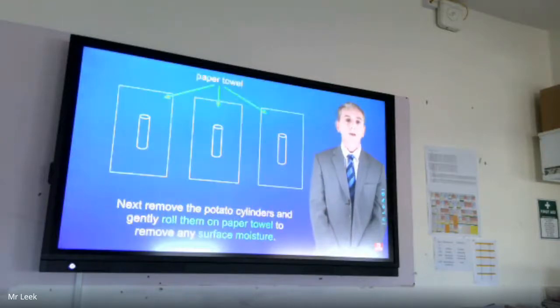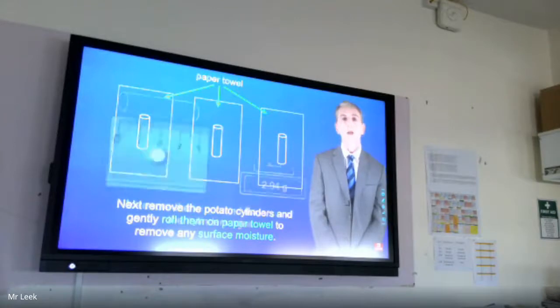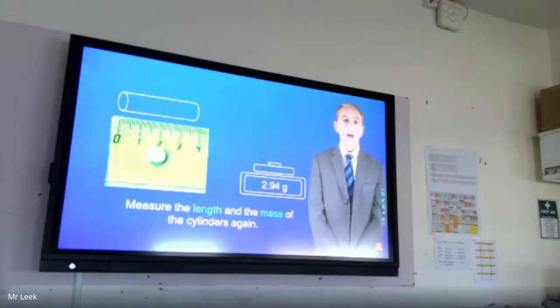Next, we remove the potato cylinders and we gently roll them on a paper towel. This removes any surface moisture. It's really important at this stage not to press on the cylinders. We want to remove surface water, but not force water out of the cells. Finally, we measure the length and the mass of the cylinders again.